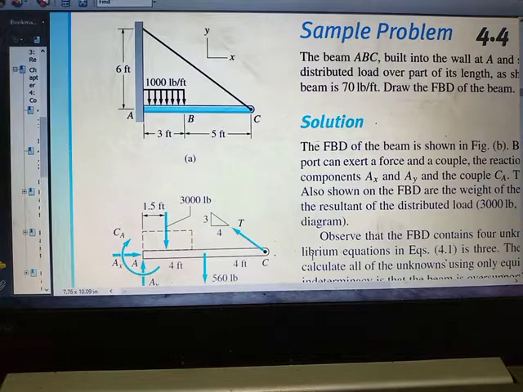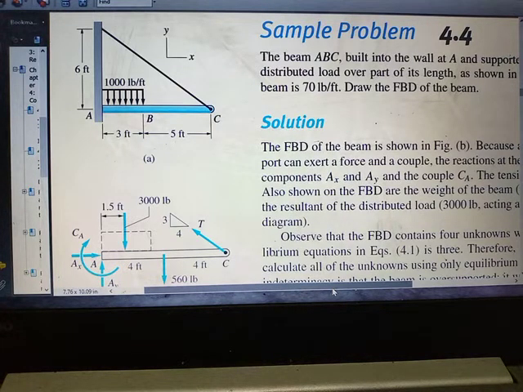Okay, so yan yung free body diagram. Sana may naintindihan kayo. Meron tayong additional example, so magsosolve tayo ng problems. Maybe I will record it in the next video. So I hope you will watch those videos that I will upload.